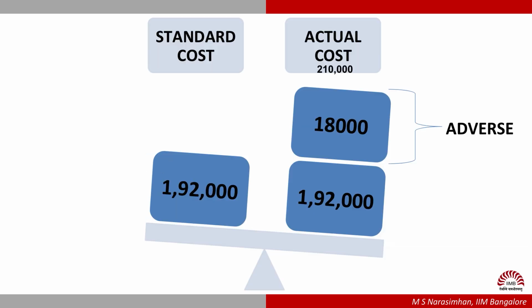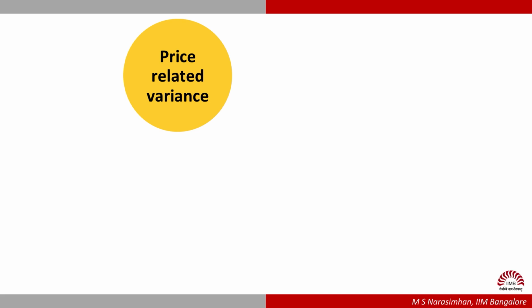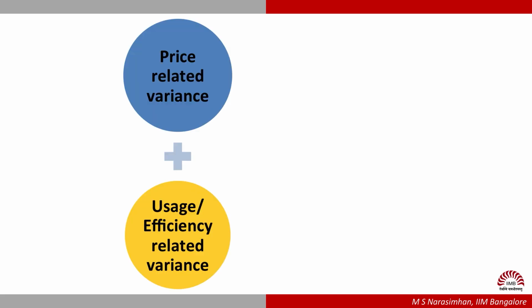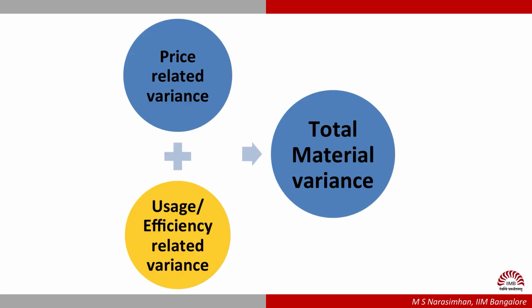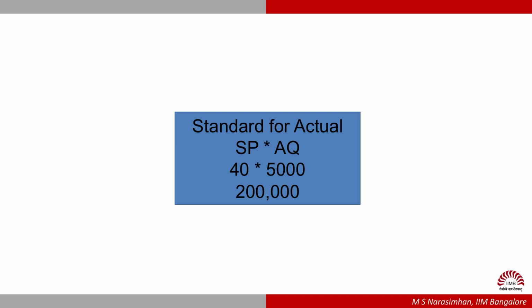The difference between the actual cost, that is 2,10,000, and standard material cost is 18,000, and this is adverse because we spent more. Now, we need to break this difference into price related variance and usage related variance. We need one more value to split this total variance into price and efficiency component. That is the middle value. That is, we need to find out what is the standard cost for actual quantity of material consumed. We consumed 5,000 kg of malt and the standard price allowed is 40. This gives us a value of rupees 2 lakh.